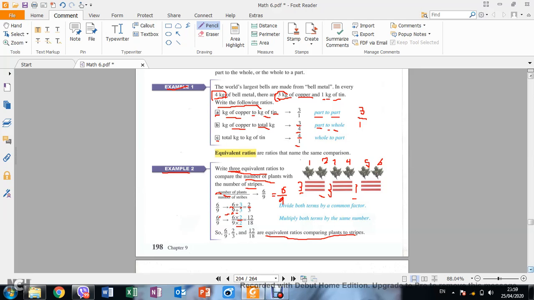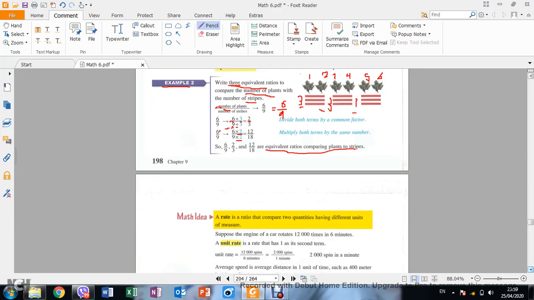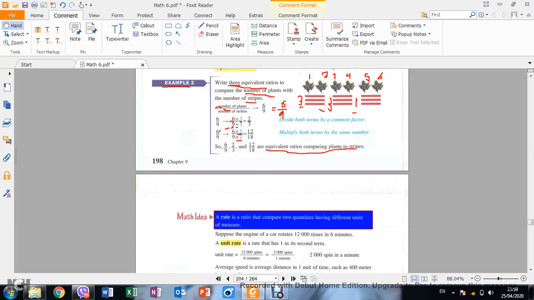After that we have rate. What does rate mean? A rate is a ratio that compares two quantities having different units of measure. For example, it is not meters with meters.